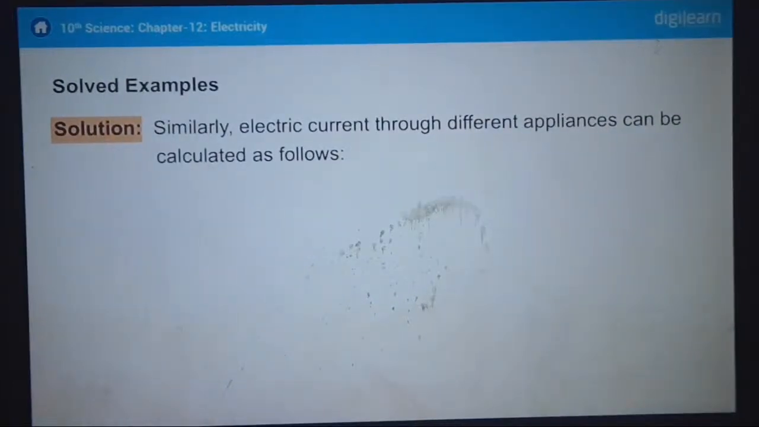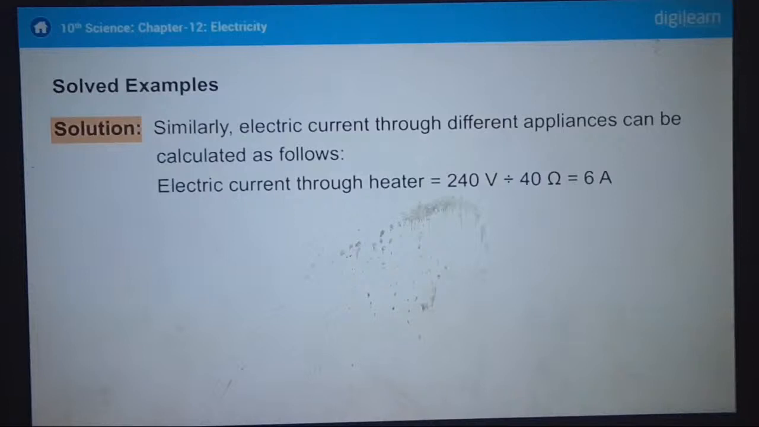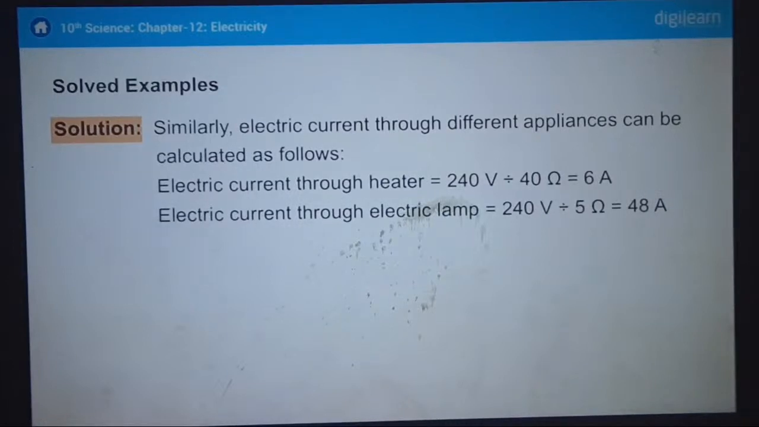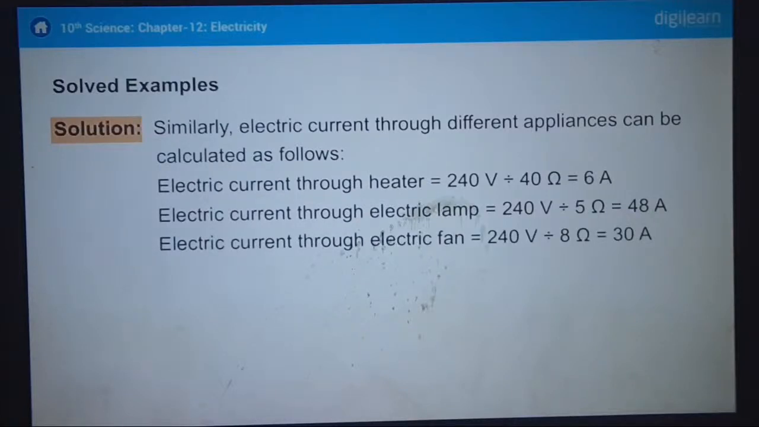Similarly, electric current through different appliances can be calculated as follows. Electric current through heater equal to 240 volts divided by 40 ohms equal to 6 amps. Electric current through electric lamp equal to 240 volts divided by 5 ohms equal to 48 amps. Electric current through electric fan equal to 240 volts divided by 8 ohms equal to 30 amps.